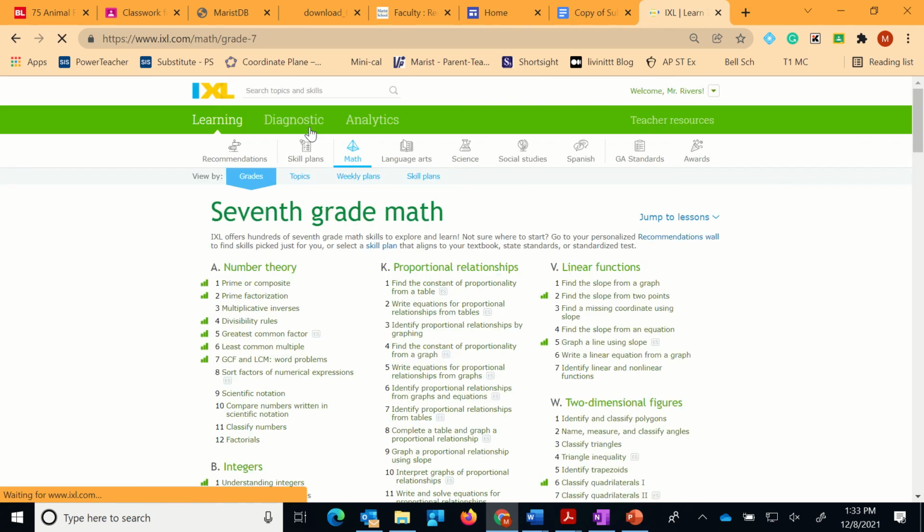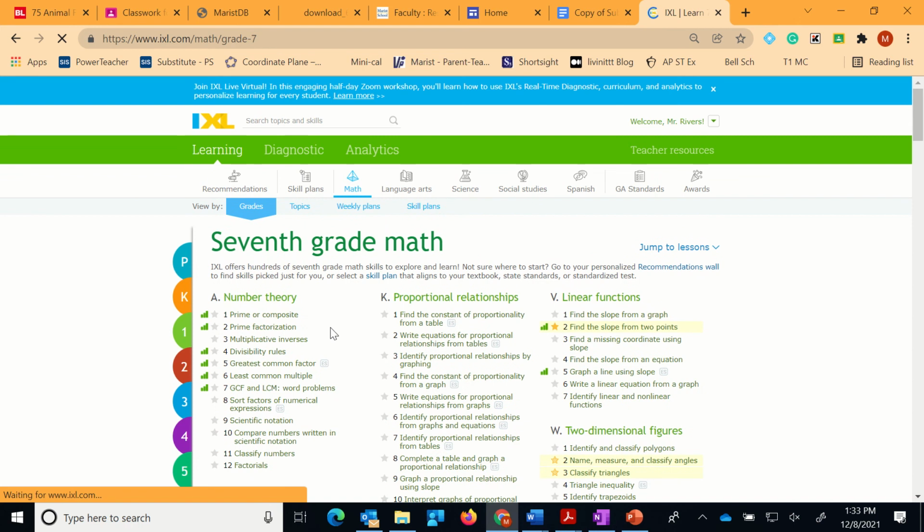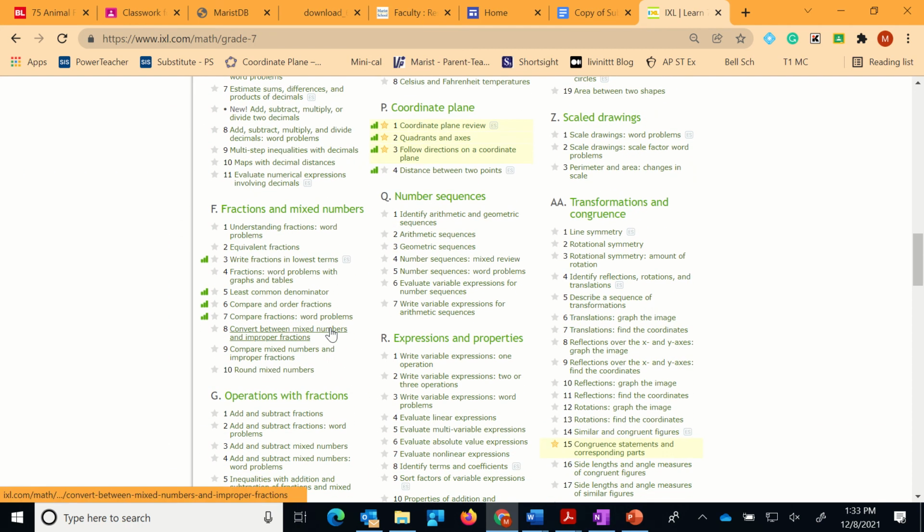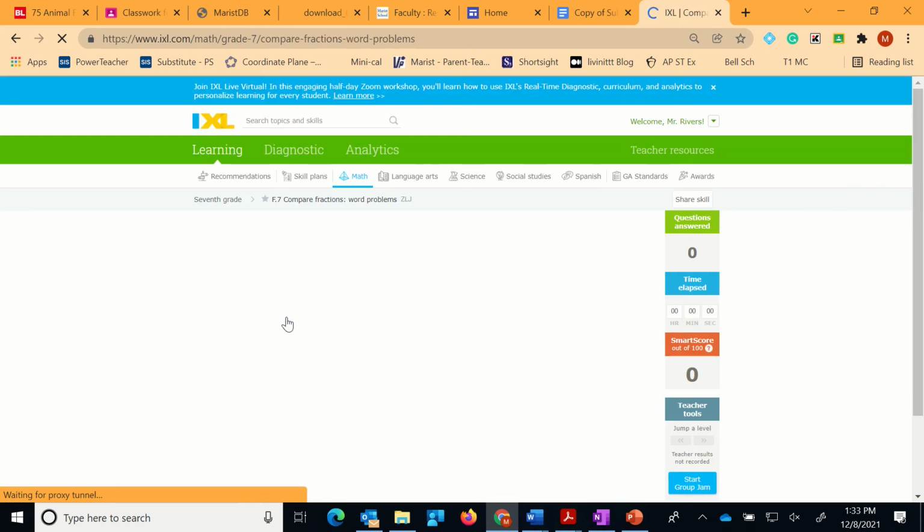On to F.7. Try to get to 85, not try, get to 85 on all these. F.7. Compare fractions, word problems.